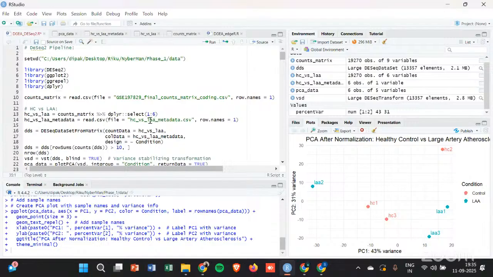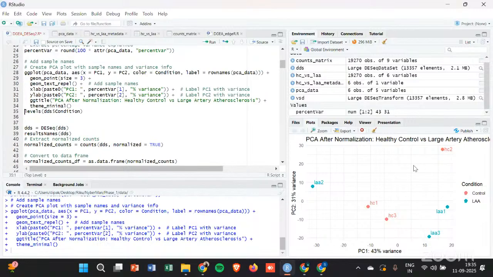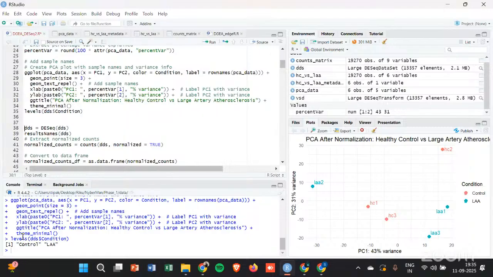Okay. So now that we have seen the PCA and we have understood how to actually plot it, we have gotten a rough idea what it means. Let us go now to the actual differential gene expression analysis. Before that, it is always advisable that you run this line first, which will basically tell you your levels, right? So you have a control level and an LA level. This is just a fancy way of saying that this is the distinction on the basis of which DESeq2 will now perform the differential gene expression analysis.